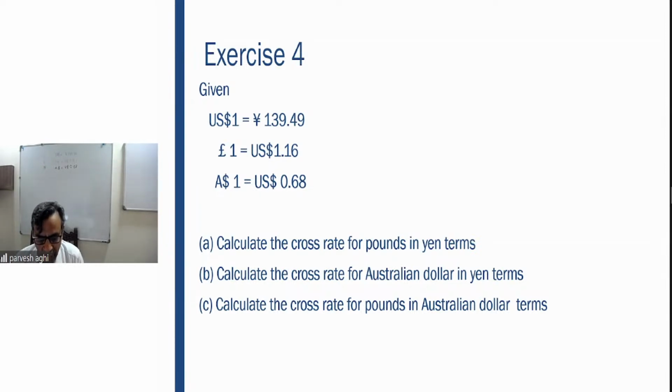Second, Australian dollar in yen terms. Again, you are a Japanese guy and you are traveling to Australia, and you need what is the price of 1 yen in terms of Australian dollars. Third, calculate the cross rate of pounds in Australian dollar terms. So pound in Australian dollar terms. So that means you're an Australian and you're going to England and you want to know what is the price of £1 per Australian dollar. Okay, so let's solve it.